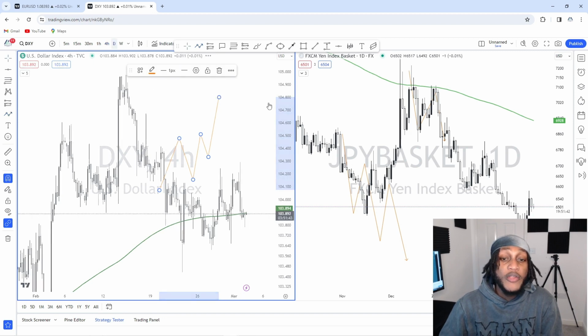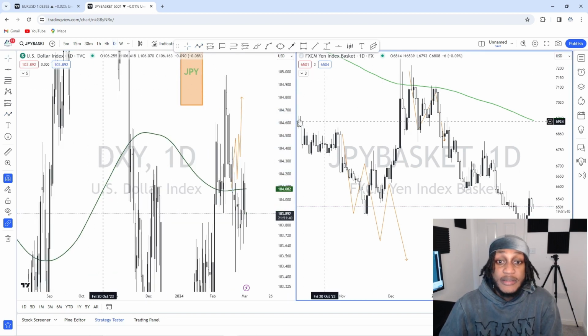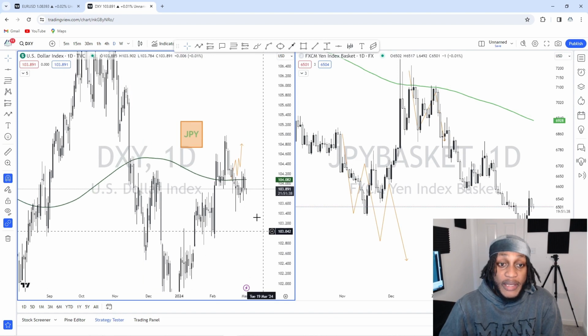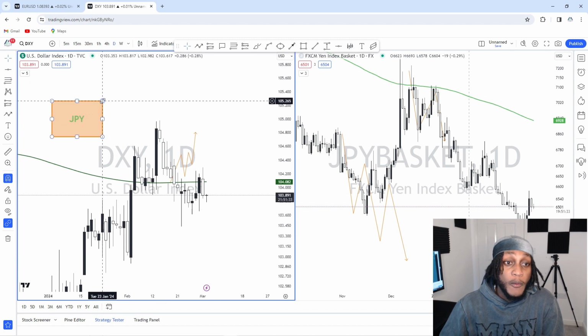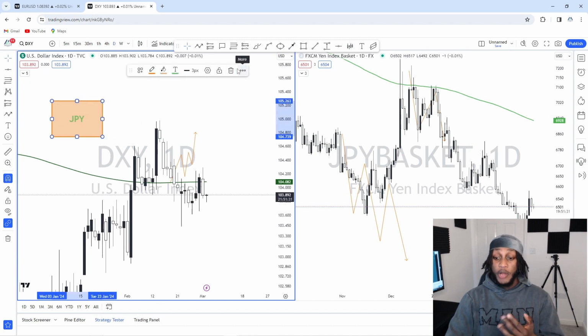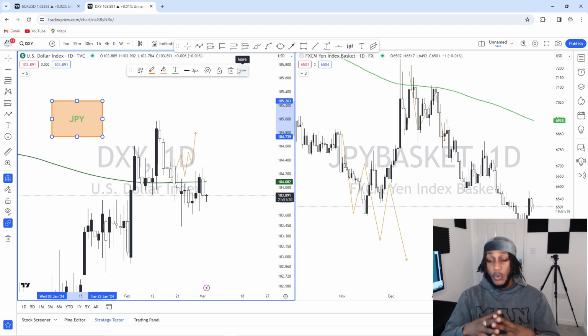What I want you guys to pay attention to is the way both pairs are operating. We already know we have a strong dollar, and we already know that we have a weak yen. So when looking at pairs like USD JPY in this scenario, what you want to be paying attention to is price action, your candlestick analysis, and your chart patterns.